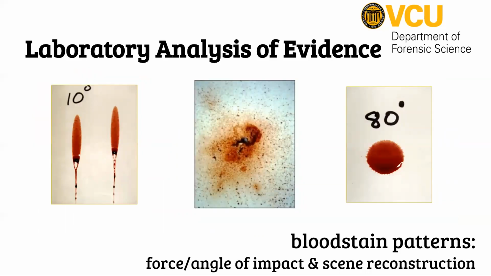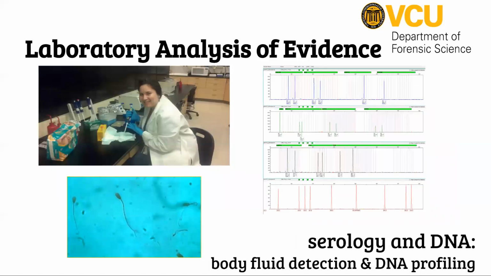Bloodstain pattern analysis is also a very important discipline in forensic science. In our coursework, we will look to attempt to determine the force and angle of impact, and we will also do some crime scene reconstruction based upon the bloodstain patterns that are present.